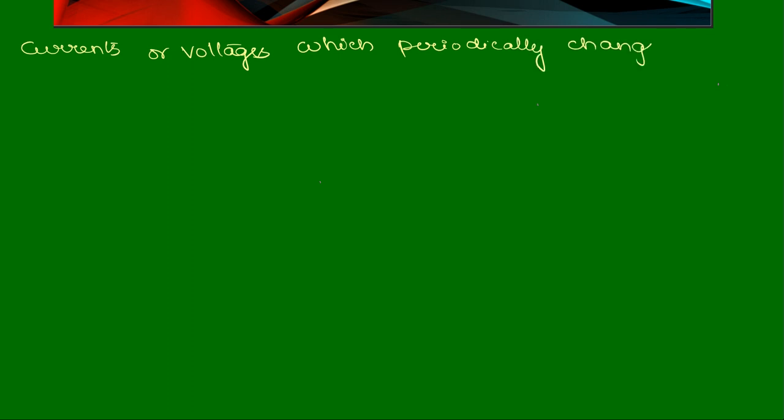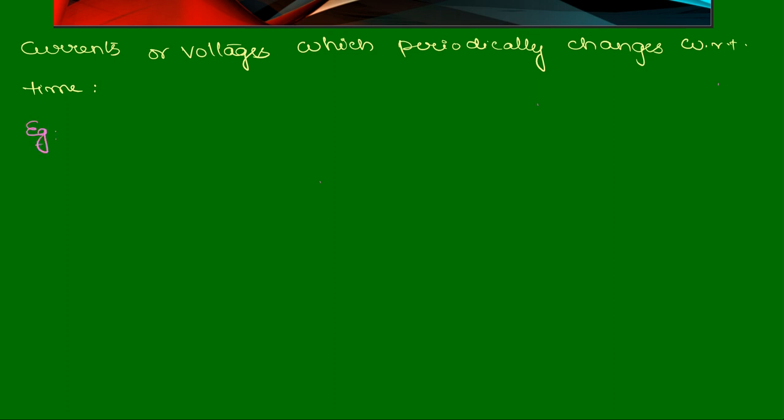Alternating current or alternating voltage we can define like this. Currents or voltages that periodically change with respect to time are called alternating currents or alternating voltages. Best examples will be like this.